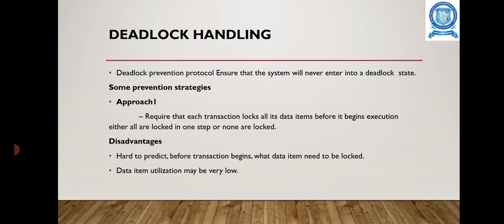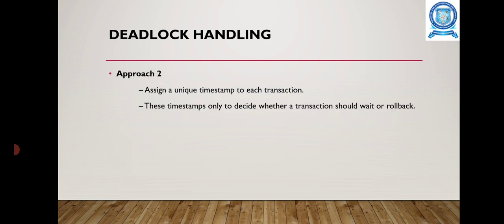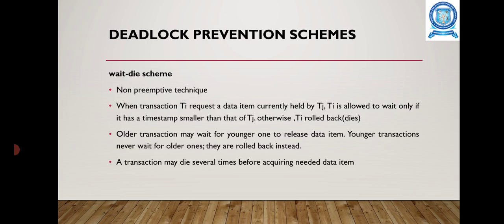The next approach is to assign a unique timestamp to each transaction. These timestamps only decide whether a transaction should wait or roll back. These are the deadlock prevention schemes. Some of the deadlock prevention schemes: the first one is the wait-die scheme, and the second one is the wound-wait scheme. Wait-die is one of the non-preemptive techniques.